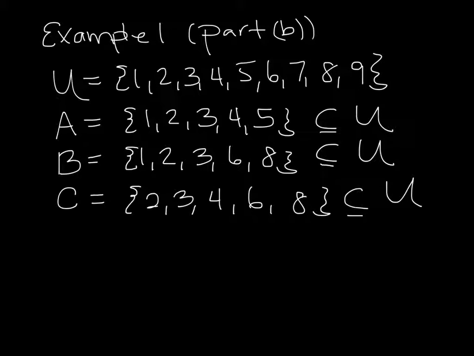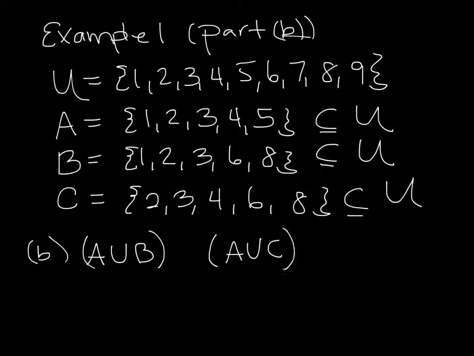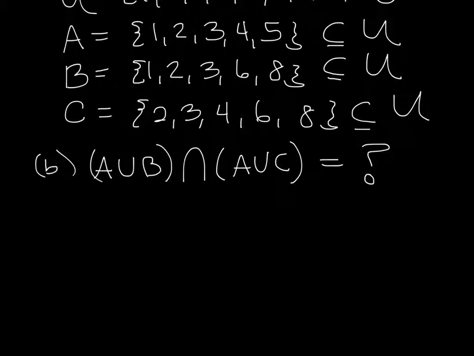So now let's compute these set operations with 3 subsets. Part B, it's already written up here. I want to find the union of A and B, then the union of A and C, and then the intersection of those 2 sets. My goal is to find out what elements are contained within that set.